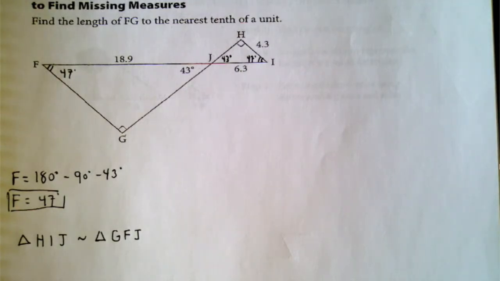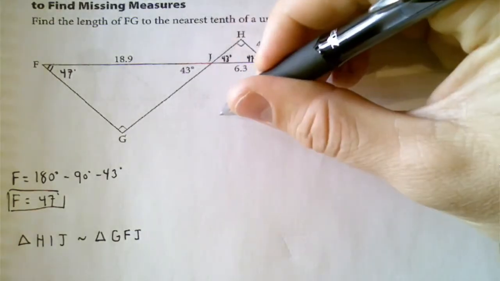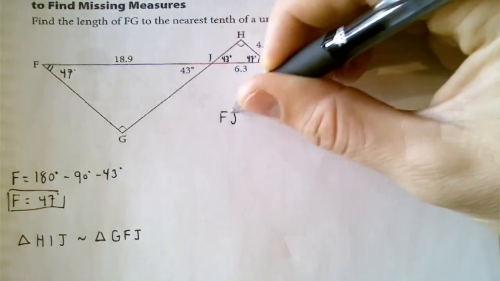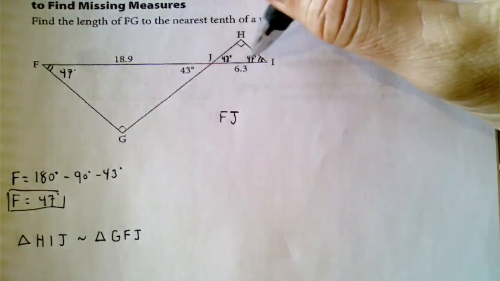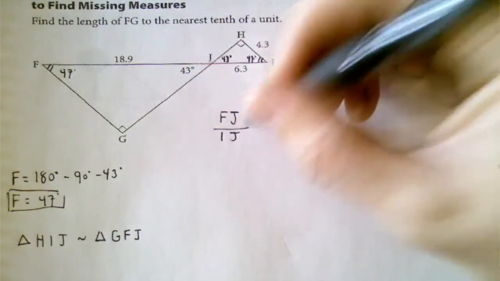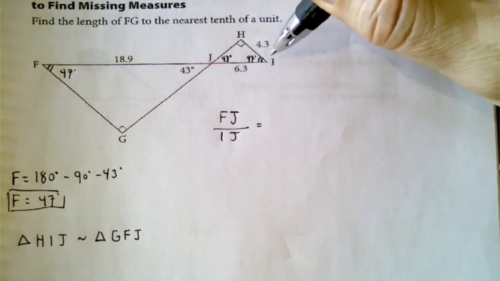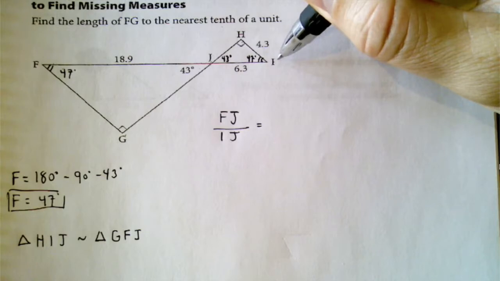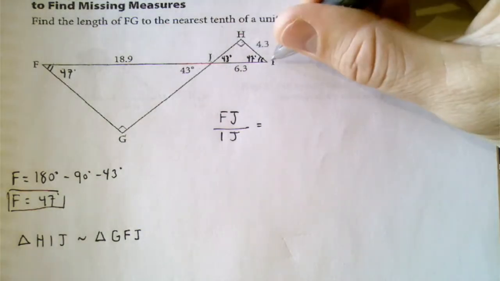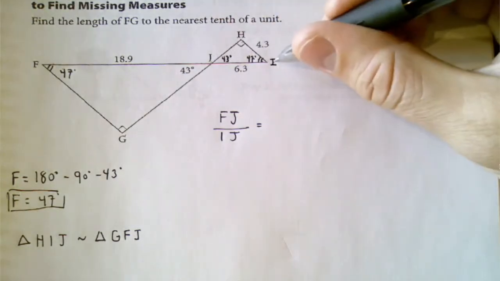So now we have to write our similar side pairs. And to do that, we look at 2 angles and we pick the sides that are between the 2 angles. So let's start with FJ. We got FJ. FJ is between 47 and 43. So between 47 and 43 is IJ. So that's our first pair. Our next pair is between 47 and 90. And that is, so this is the letter I, I to H.